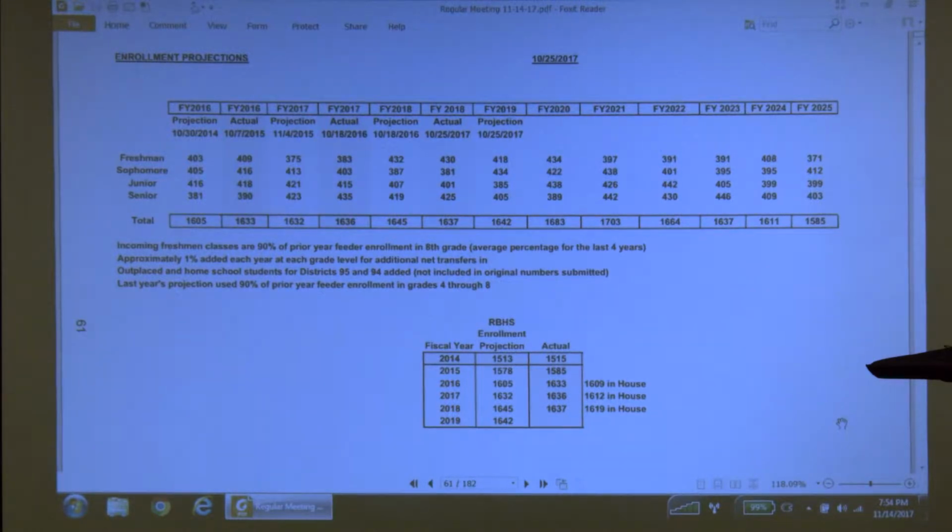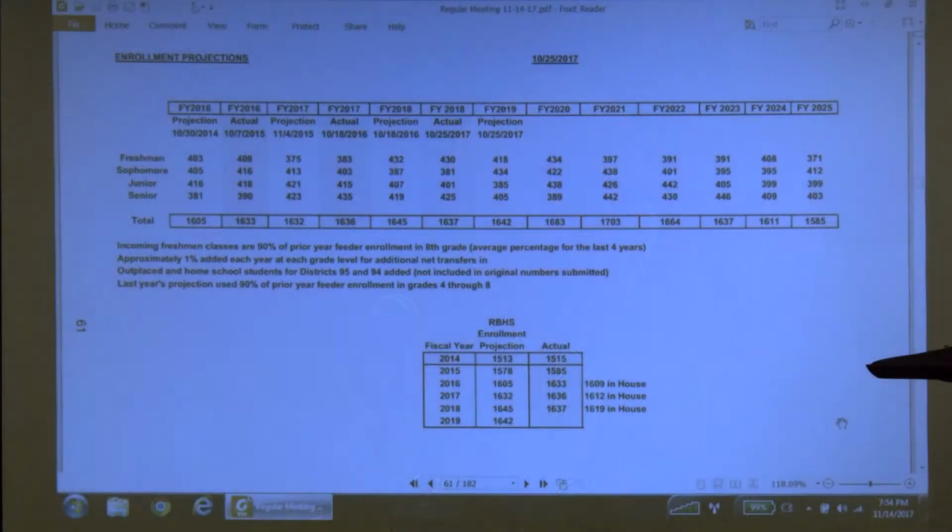Going back to 16, our projection to actual, for the last 3 years: in fiscal year 16, that's the 15-16 school year, we projected 1605 and had 1633. We projected 1632 and came in at 1636, only off by 4 students. Last year we projected 1645. For this chart, it's 1637. And next year we're predicting 1642.